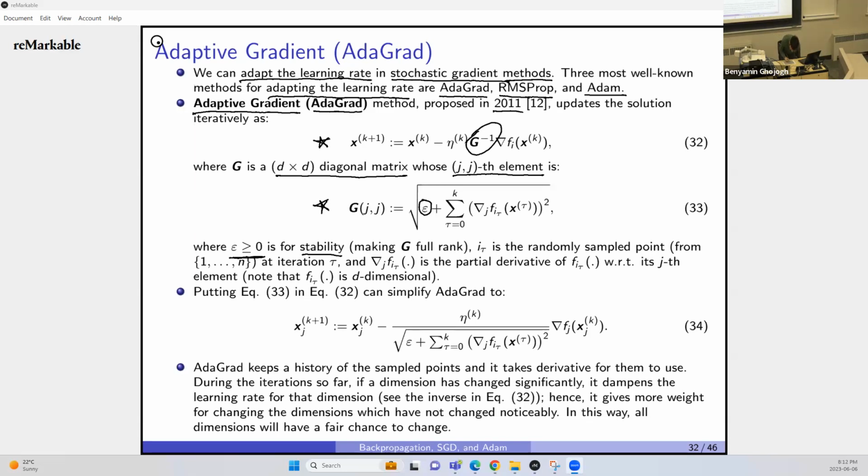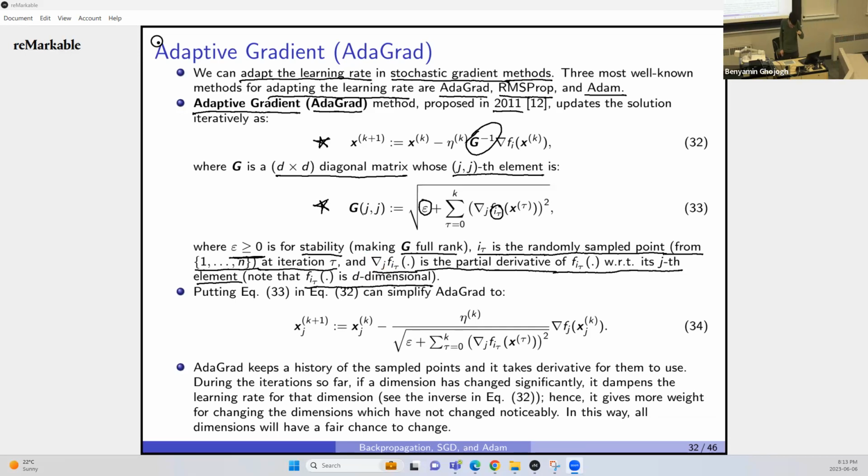We add epsilon, making G full rank, and I tau is a randomly sampled point from 1 to n at iteration tau. As I said, in stochastic gradient descent, we sample one of the points. Let the index of that sampled point be I tau. Here it is, f_{I tau}. And this gradient of f_{I tau}, j, is the partial derivative of f_{I tau} with respect to its jth element. Note that the gradient of f_{I tau} is d-dimensional. Why? F itself is a scalar function. Its output is scalar. X is d-dimensional. The derivative of a scalar with respect to a d-dimensional vector is a d-dimensional vector.